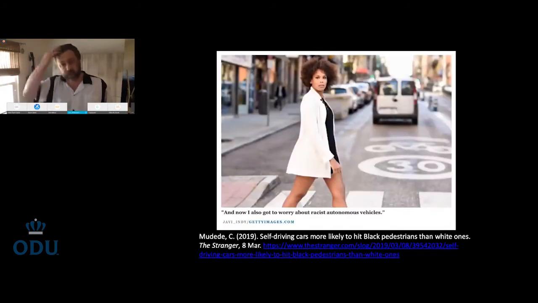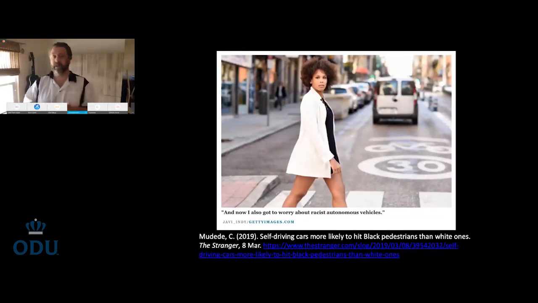A final example: the image analysis algorithms of the kind that are in the webcam that we started with. Those are also being used in self-driving cars, where cars need to be taught how to differentiate a person from a non-person object. And it turns out that the image analysis algorithms being used in autonomous vehicles aren't good at recognizing that Black people are people.